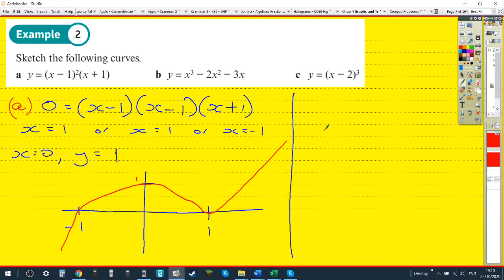So it'd be 1x cubed - 2x squared - 3x = 0. So x1, the first x, is 3. The second one is -1, and the third one is 0. And then for the y-intercept, you just multiply the numbers together. So it'd be 0, yep. So the y-intercept is 0.